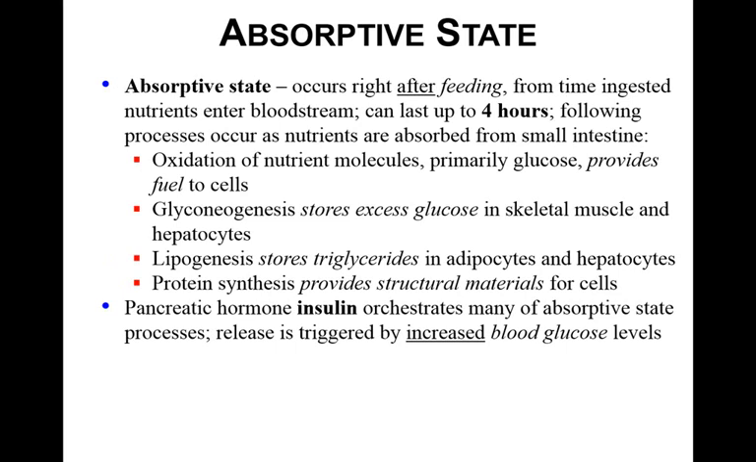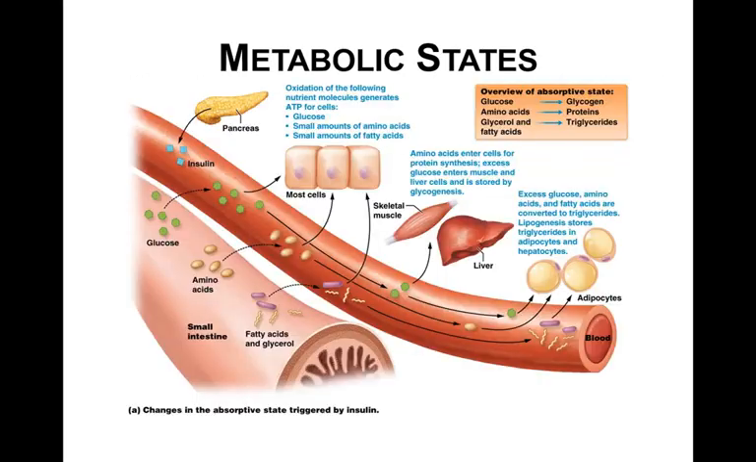Oxidation of the nutrient happens. Primarily glucose is going to give fuel to the cells. Glycogenesis stores excess glucose in your muscles and in your liver. Lipogenesis stores triglycerides in your adipocytes, which are your fat tissue, and your hepatocytes, that's the liver, of course. And then protein synthesis provides structural materials for your cells. The hormone insulin that comes from the pancreas is going to help facilitate most of this absorptive process. And of course, the release of that from the pancreas is triggered by an increase in blood glucose levels.